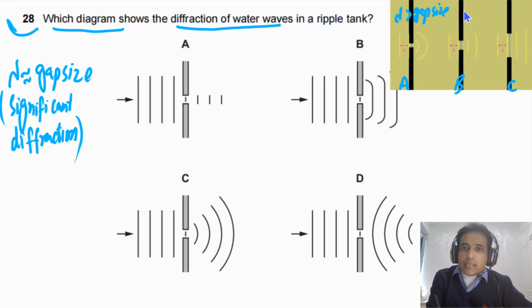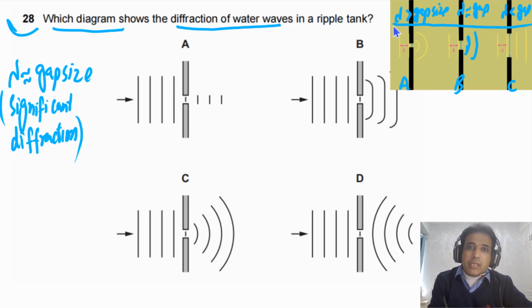Now if you look at the second one, in this case lambda is about equal to gap size, so we observe this much diffraction. And now if we increase gap size, the lambda is smaller than the gap, so we see very little diffraction. So we have to keep this in our mind.